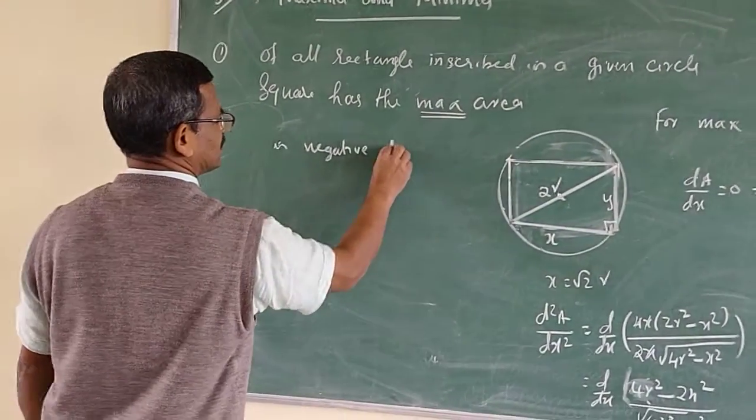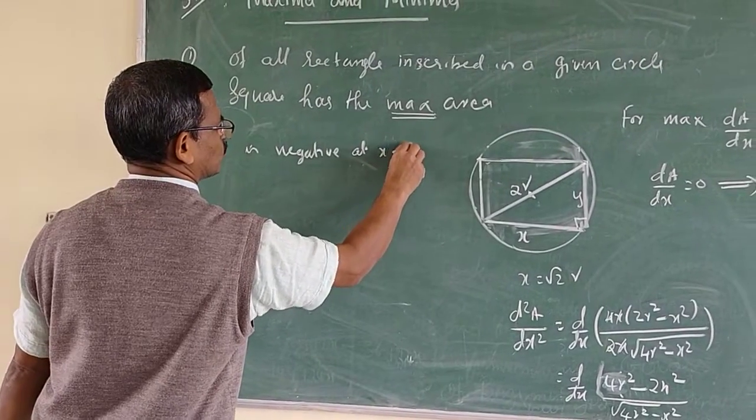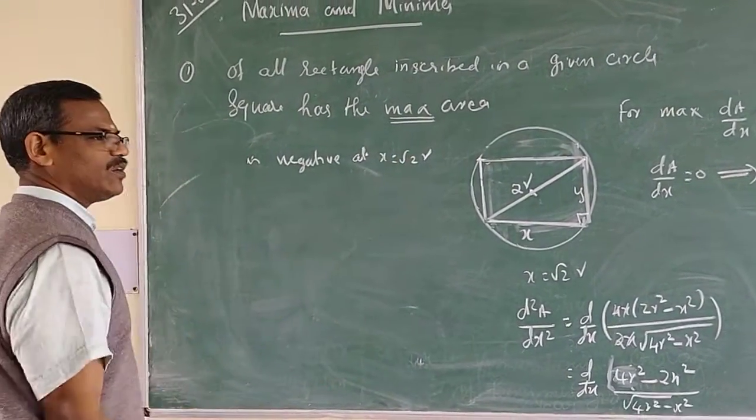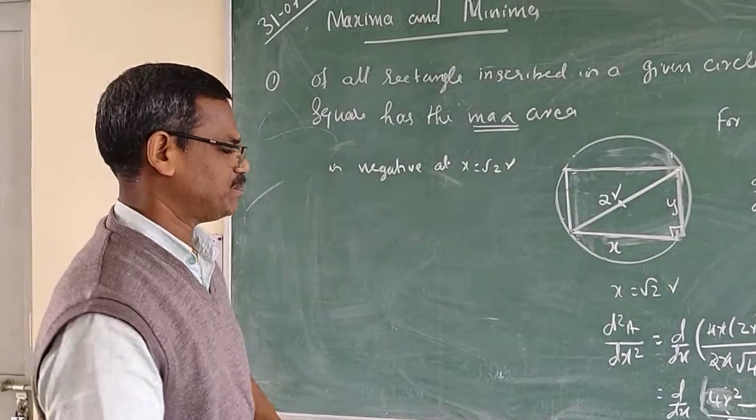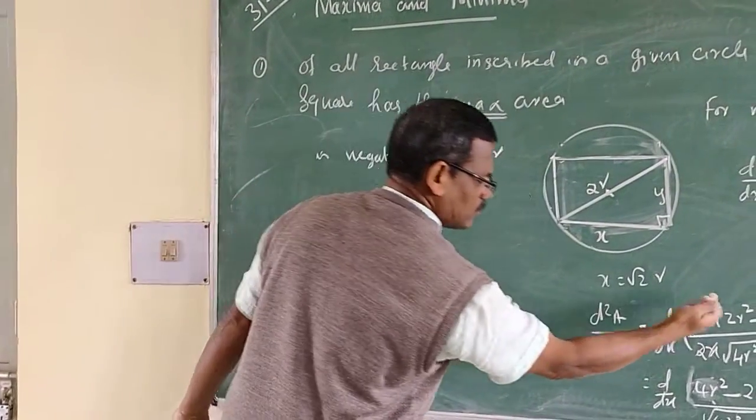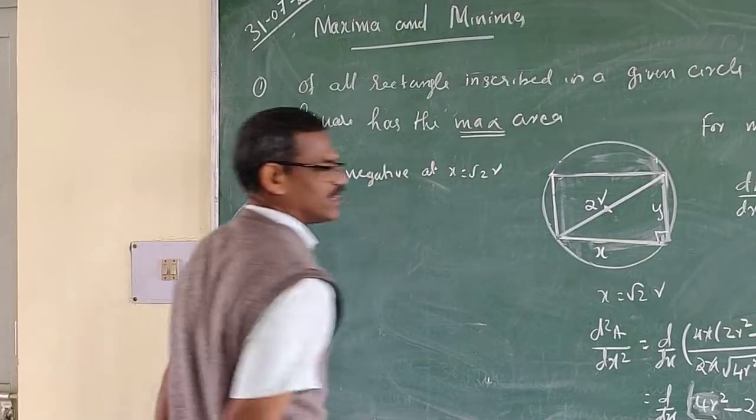at x = √2r, because we want to show that it's a maximum. Of course, you can use the quotient rule and find the derivative also.